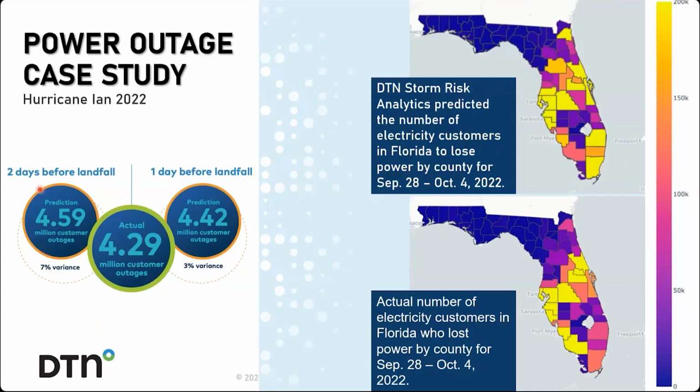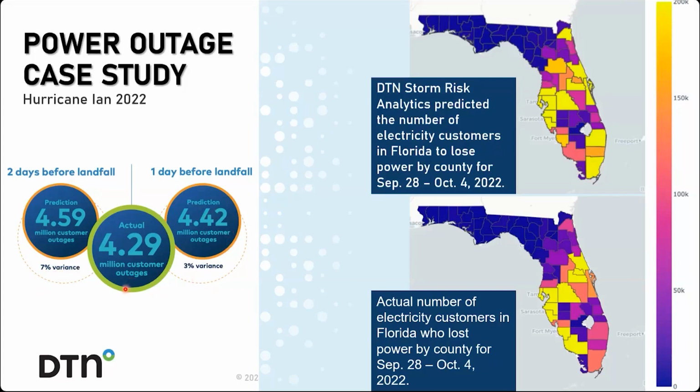If you look on the left here, 2 days before landfall, our Storm Risk Analytics solution predicted 4.59 million customer outages. 1 day before landfall was 4.42. So you're looking at a 7% and 3% variance compared to the actual 4.29 million customer outages.